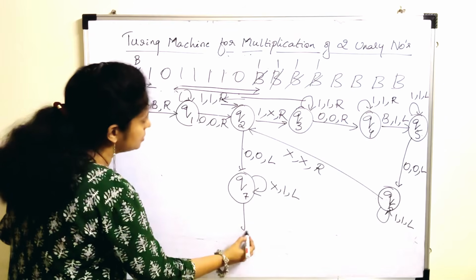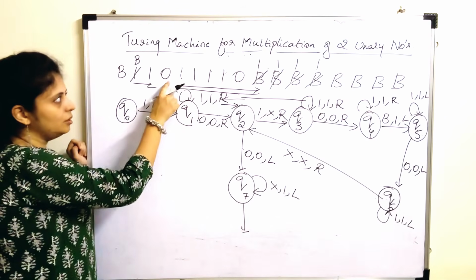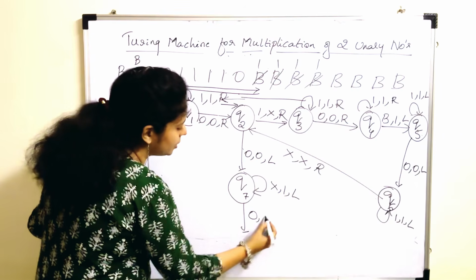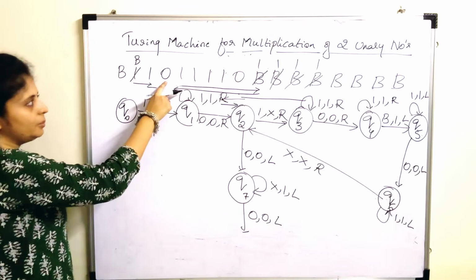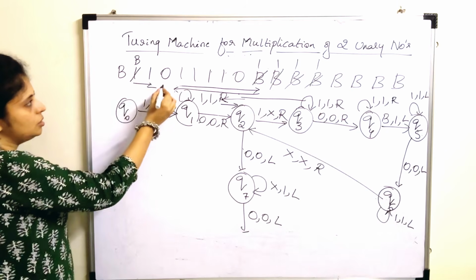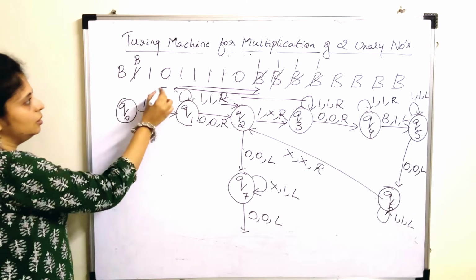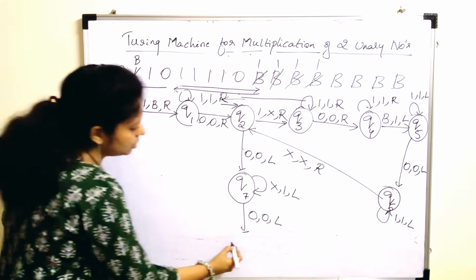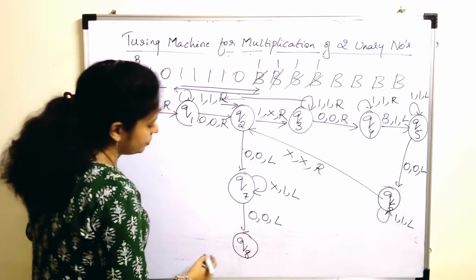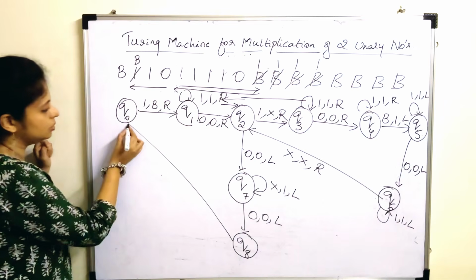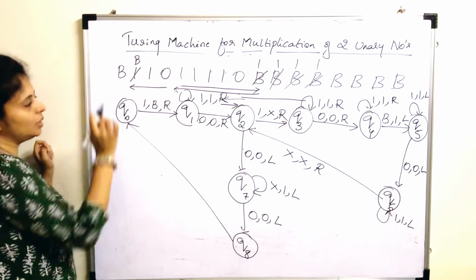And after changing this x to 1, we have 0. So 0 will remain 0 only, move towards left side. So 0 will remain 0, move towards left side. So we'll move till blank. So here we have Q8. How long will move? We'll move till blank.